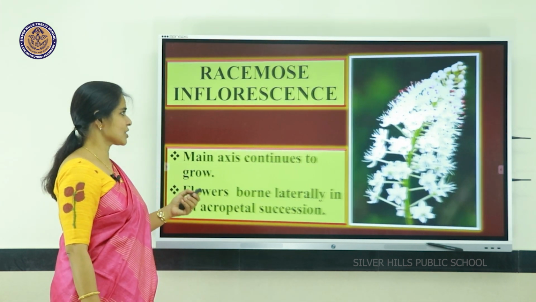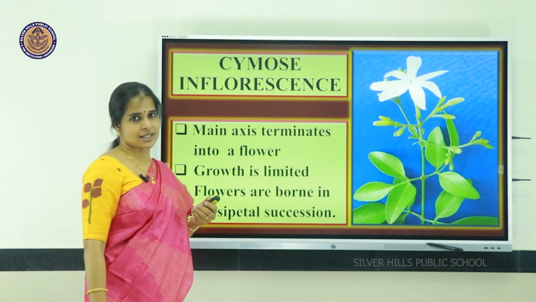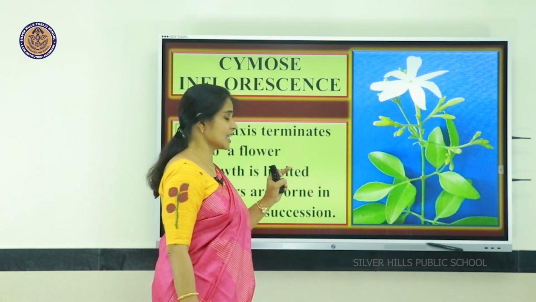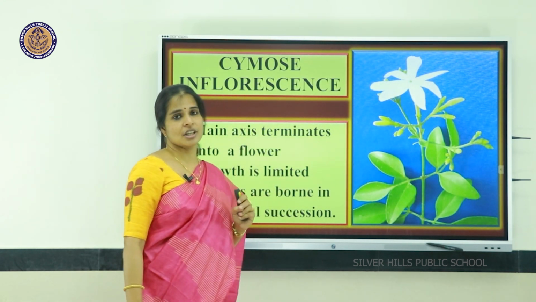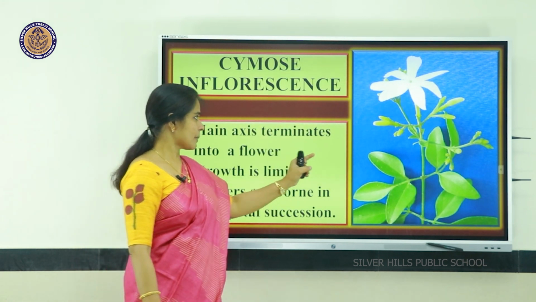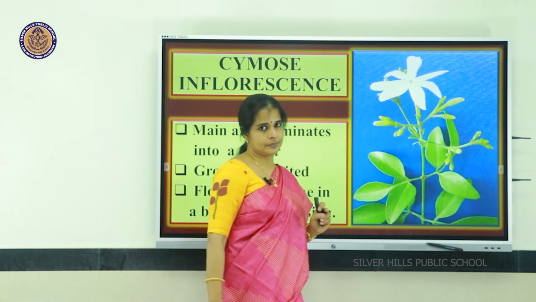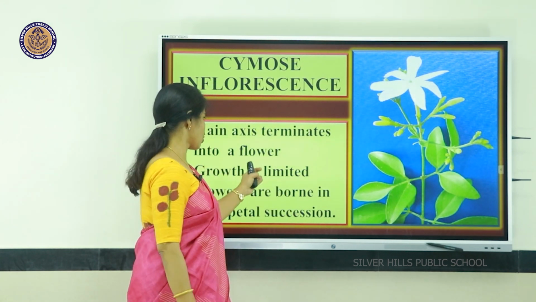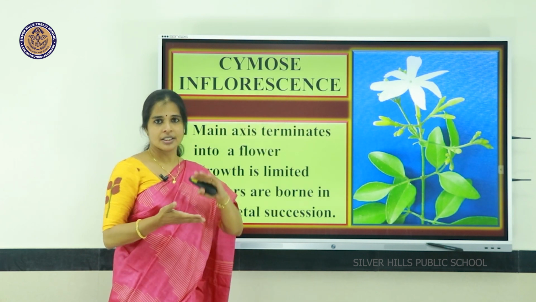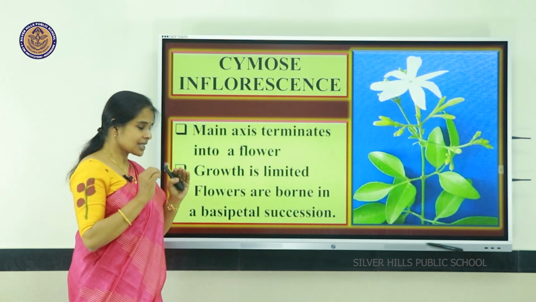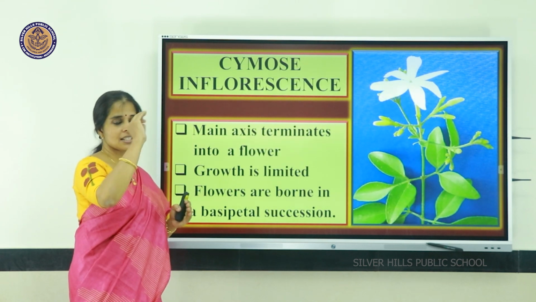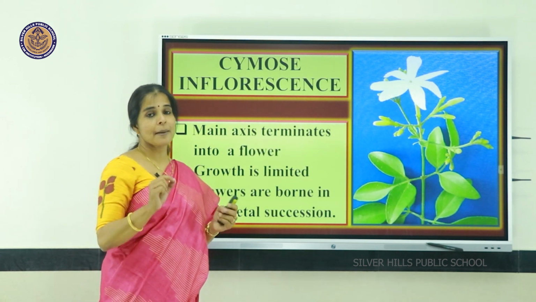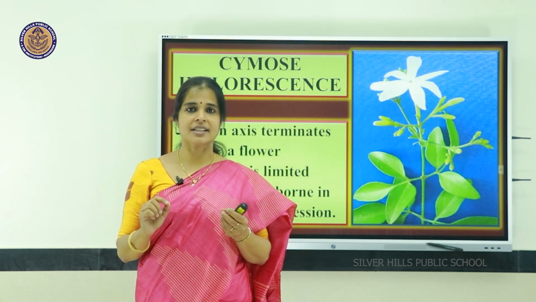One more type is known as cymose inflorescence. In cymose inflorescence, the main axis is not continuously growing; it will terminate into a flower. So, the main axis will end up in a flower. When it ends up in a flower, what is happening? Its growth becomes limited. Further, it is not growing. And in such a case, when the main axis is terminating into a flower, the rest of the flowers are borne in a basipetal manner or basipetal succession.